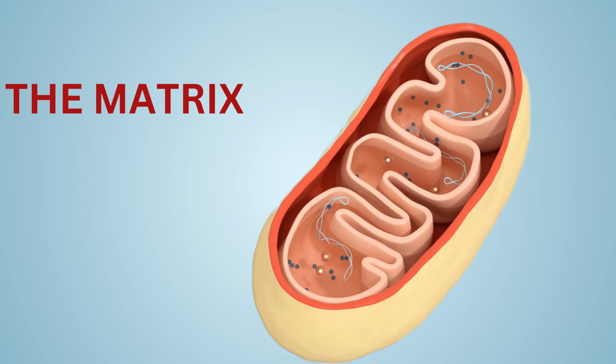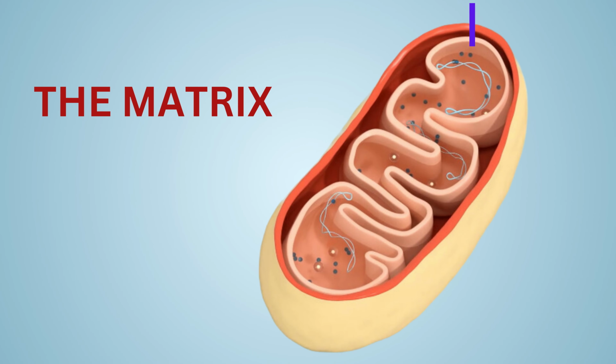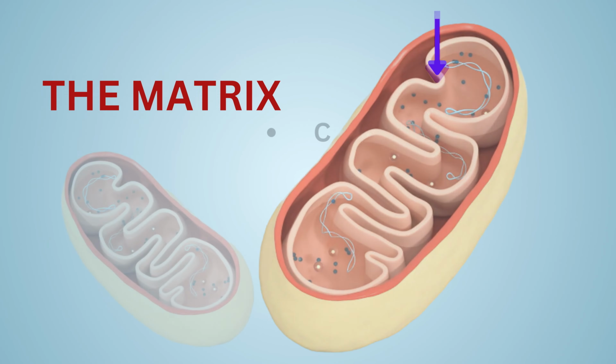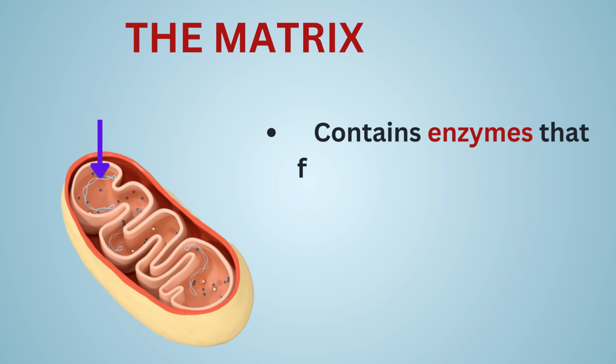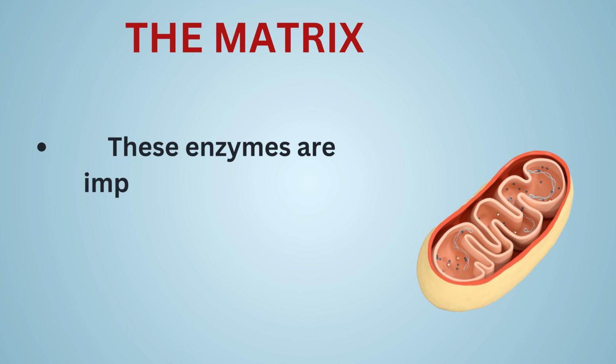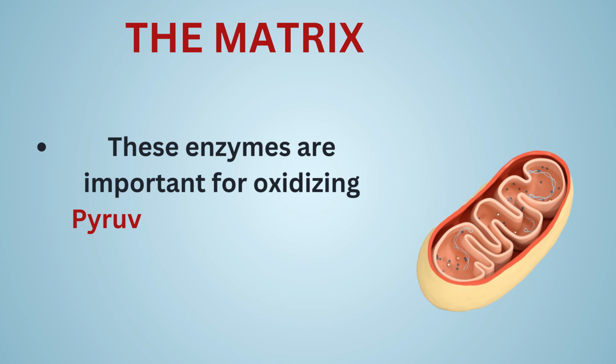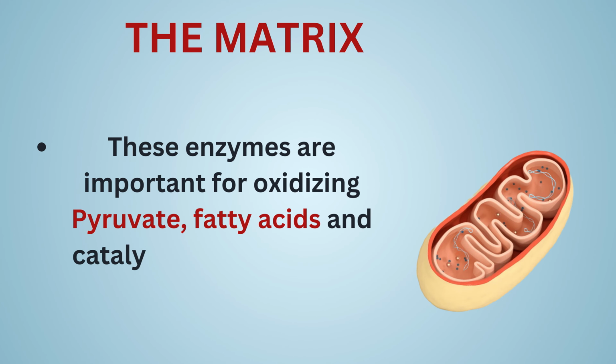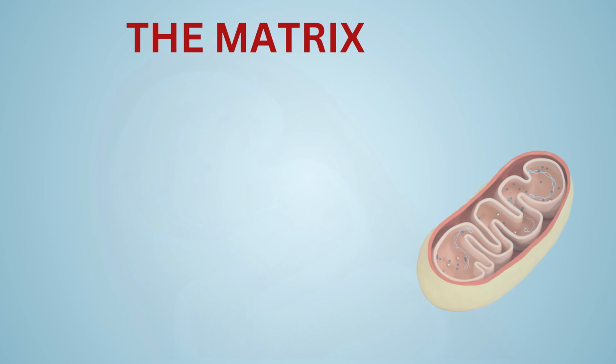The matrix. This is the space enclosed by the inner membrane. It houses approximately 2/3 of the total proteins in the mitochondria. Within the matrix, there are various enzymes that facilitate the production of ATP. Some play crucial roles in the oxidation of pyruvate and fatty acids, as well as catalyzing the TCA cycle.